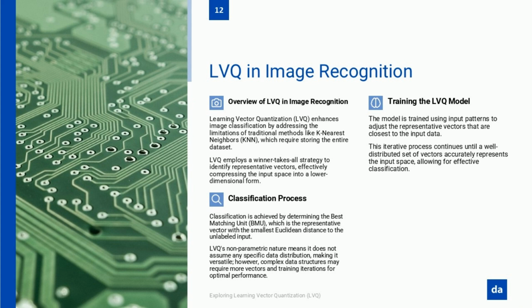And here's where it gets even cooler. LVQ can be combined with other machine learning techniques, like convolutional neural networks, CNNs, to create hybrid models that enhance accuracy while keeping computational costs low. Instead of processing every pixel in an image, LVQ focuses on the most important regions, making it ideal for real-time applications like autonomous vehicles and security systems.